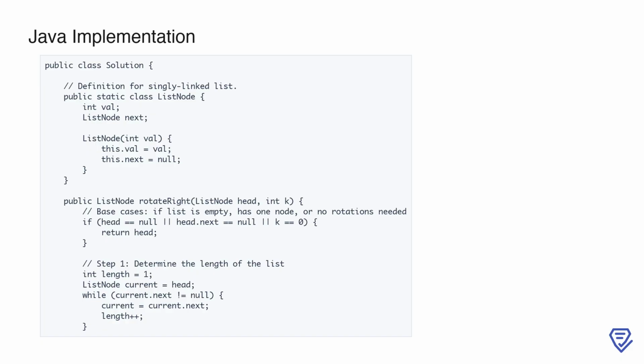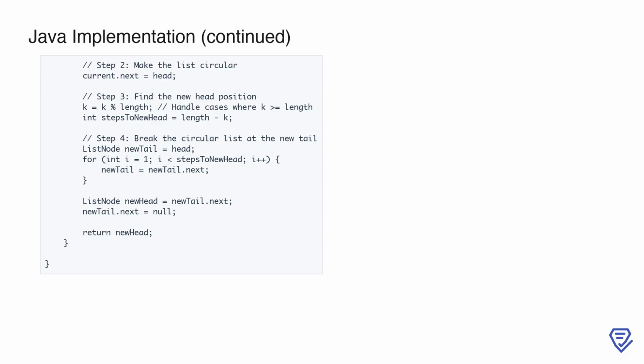Starting with a length of 1, we traverse the list using a current pointer, incrementing the length until we reach the end of the list. At this point, we have determined the total number of nodes in the list, which will be useful for subsequent steps. Now that we know the length of the list, we proceed to make the list circular by connecting the next pointer of the last node back to the head. This helps us efficiently handle the rotation.